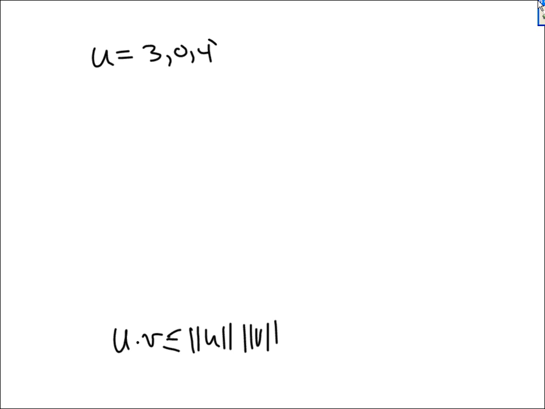Okay. So now, let's look at a numerical example. We want to verify that u dot v really is less than or equal to the length of u times the length of v. Now, if I let u equal to 3, 0, 4, and I let v equal to 5, 1, 2, 0.